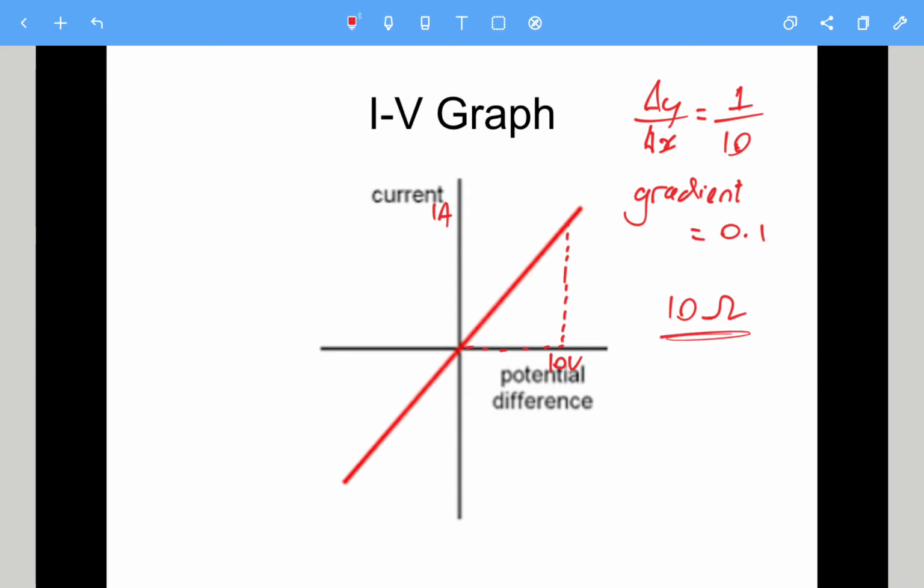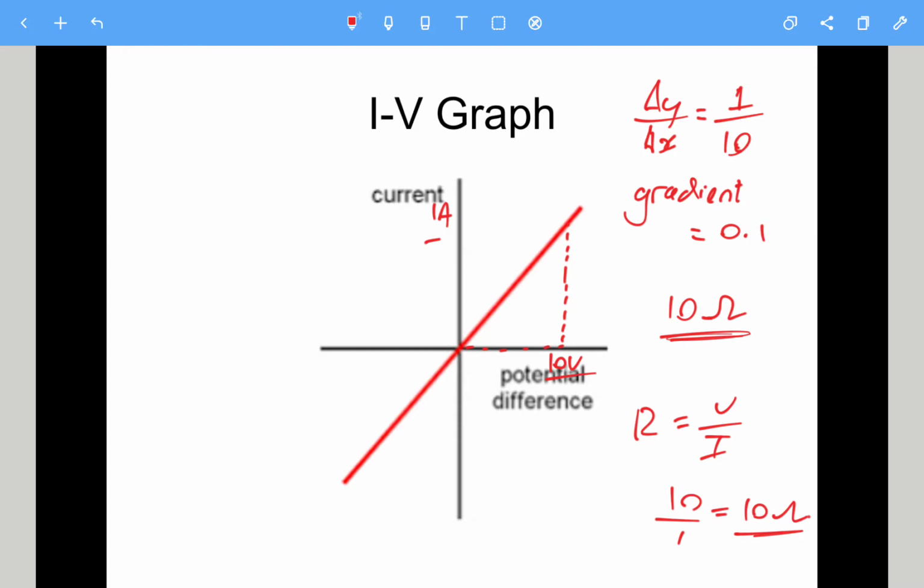So from a current-voltage graph, if you do the gradient and then do 1 divided by the gradient, you get the resistance. That's the official way of doing it. You could just look at the values. So in this instance, we've got the 10 volts and the 1 amp, and Ohm's law is simply voltage divided by current, so 10 volts divided by 1 amp, which will give you the 10 ohms. So if you spot that, I suppose we can do that one as well.